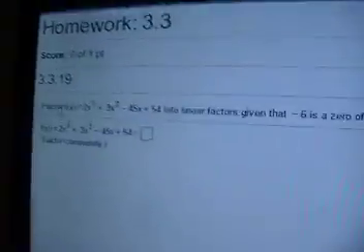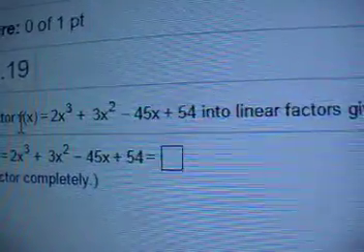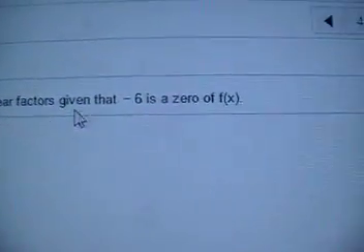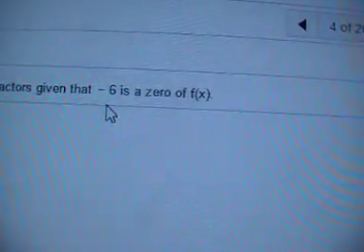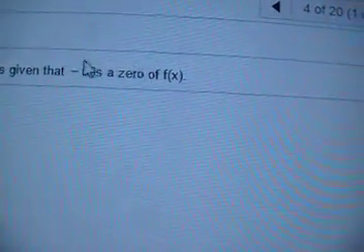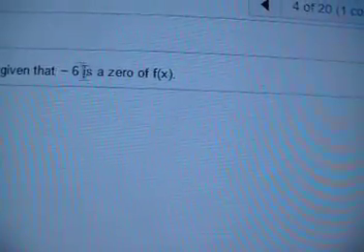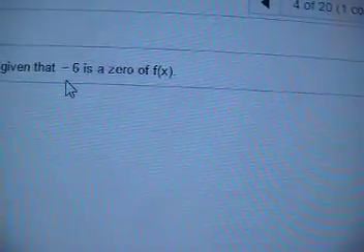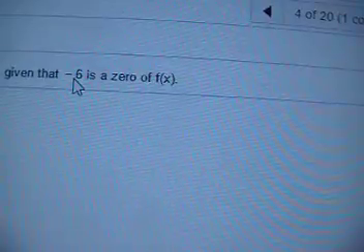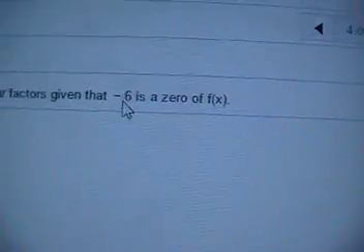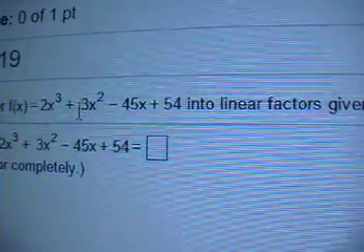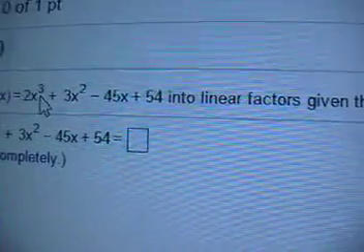Okay, now it says factor this cubic function into linear factors given that -6 is a zero of it. So this is kind of like the first step's been done for you already. They already did the synthetic division or the f of -6, and they found out that the remainder was 0, or that f of -6 equals 0. So therefore -6 is definitely a zero of this function. But because it's 2x to the third, there might be 2 more answers.